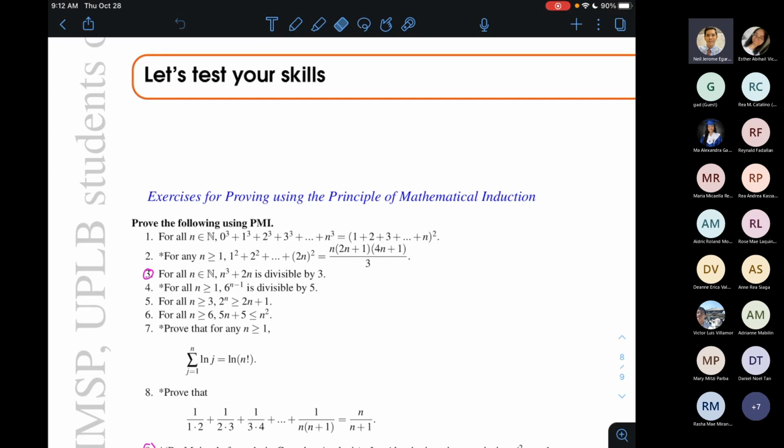Meaning we want to show that P of m plus 1 is true provided that P of m is true. In other words, we're gonna show na yung hypothesis of induction ay sufficient na ipakita na kung totoo siya kay M, totoo siya dapat kay M plus 1. And we have seen several examples last time.